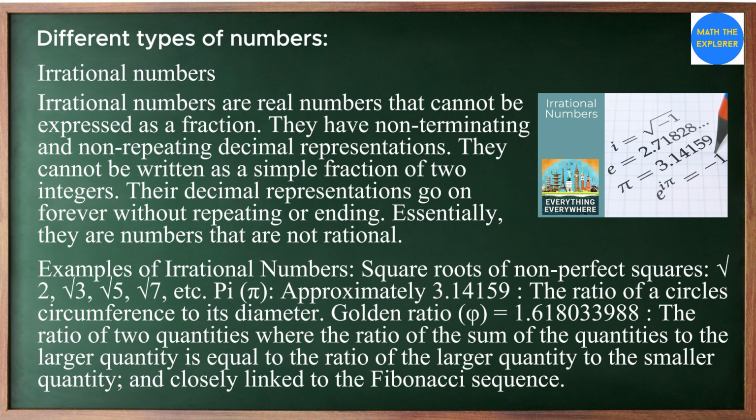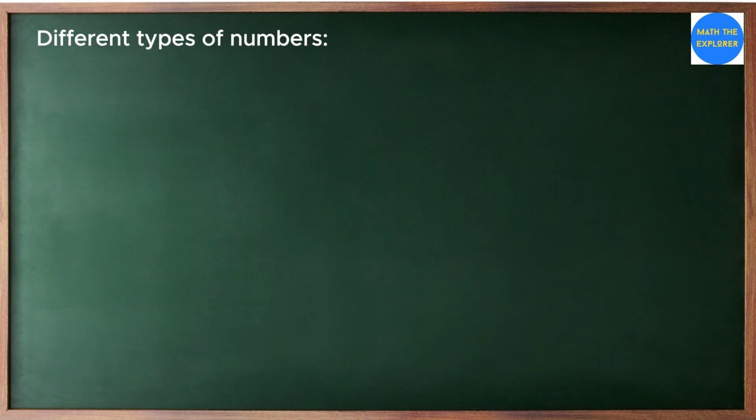Examples of irrational numbers: square roots of non-perfect squares, square root of 2, square root of 3, square root of 5, square root of 7, etc. Pi, approximately 3.14159. The ratio of a circle's circumference to its diameter. Golden ratio, 1.618033988. The ratio of two quantities where the ratio of the sum of the quantities to the larger quantity is equal to the ratio of the larger quantity to the smaller quantity, and closely linked to the Fibonacci sequence.